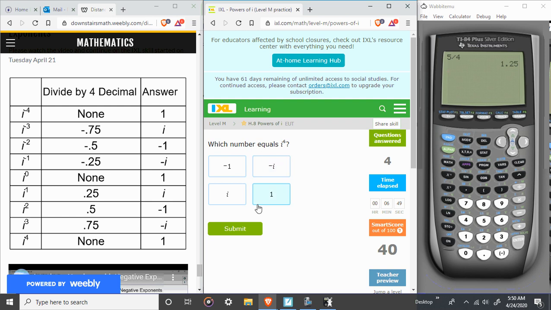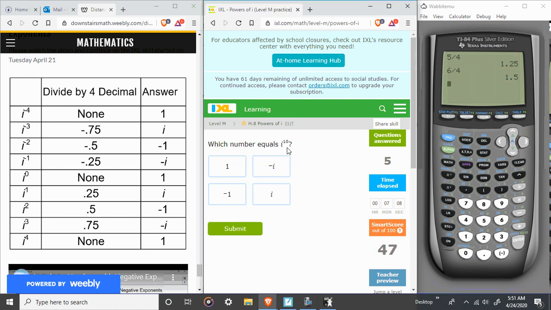6 divided by 4 is 1 with a remainder of 2. Since my remainder is 2, my answer is negative 1. Again, if I want to do 6 divided by 4 a different way, you see my remainder is 0.5. A remainder of 0.5 means negative 1.